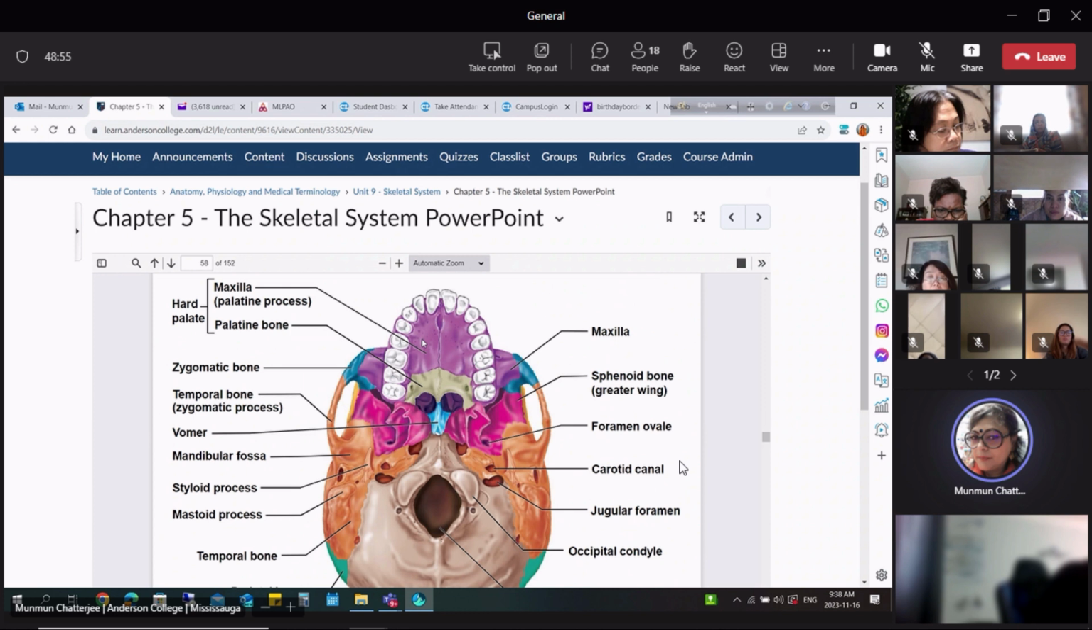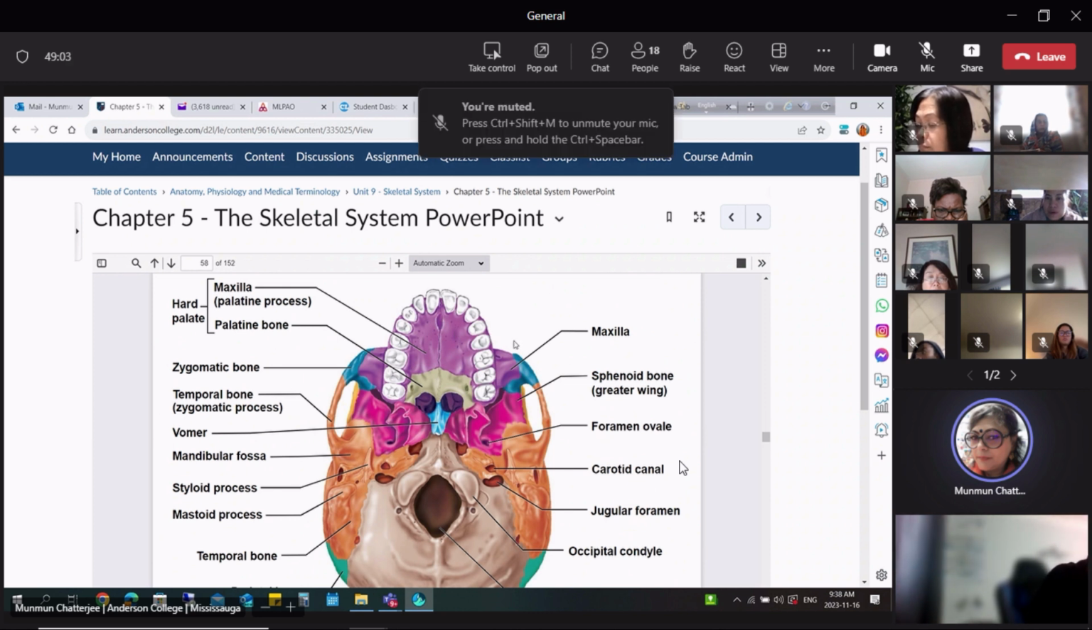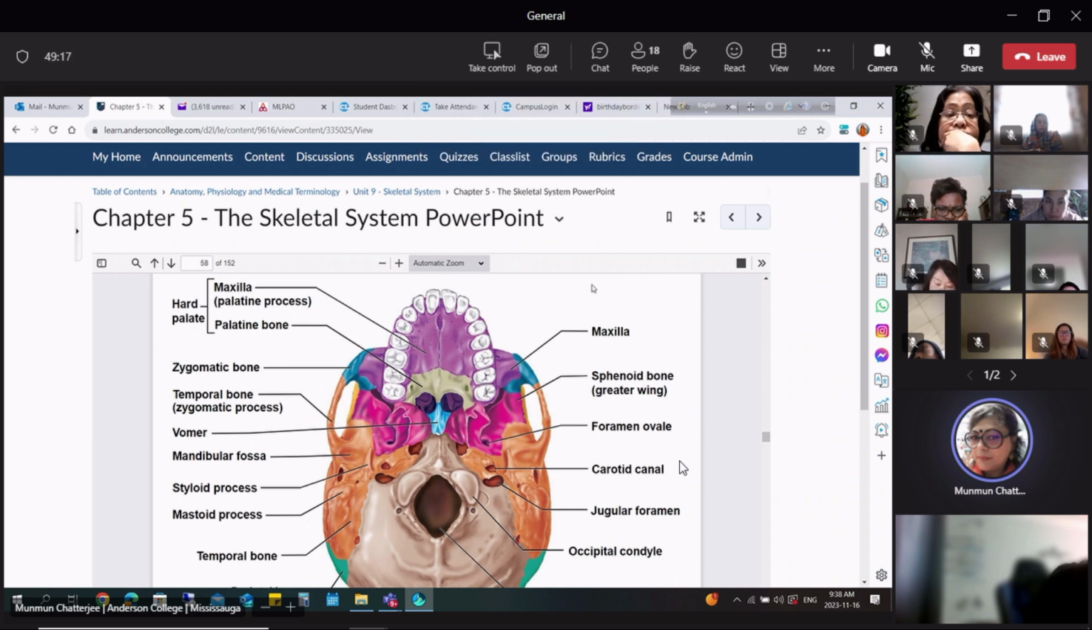Sometimes questions come: what is the name of the hard palate in the facial bones? Palatine bone. So this is the palate, and the hard palate is located in the maxilla part, the upper part. And the mandible part is down, freely movable.